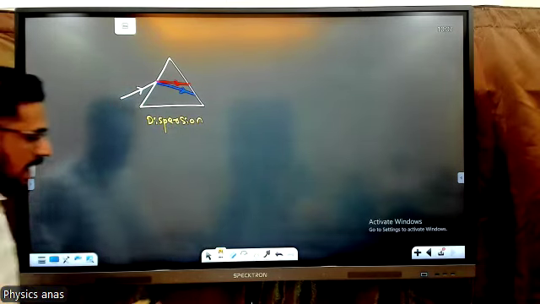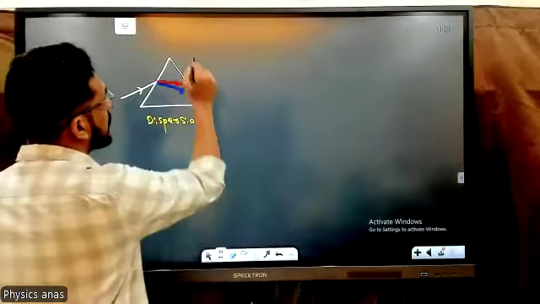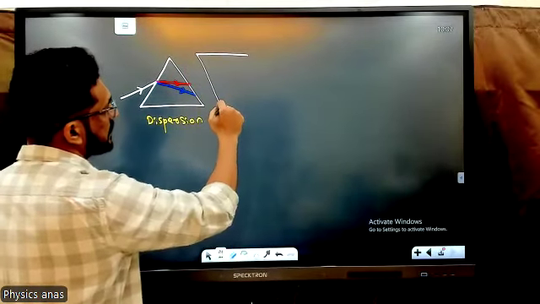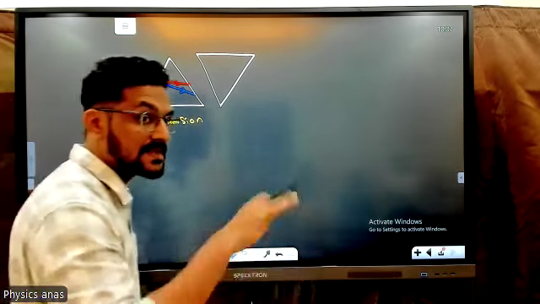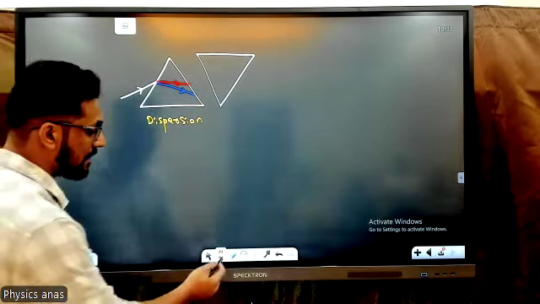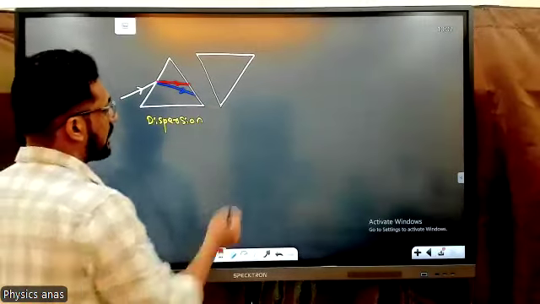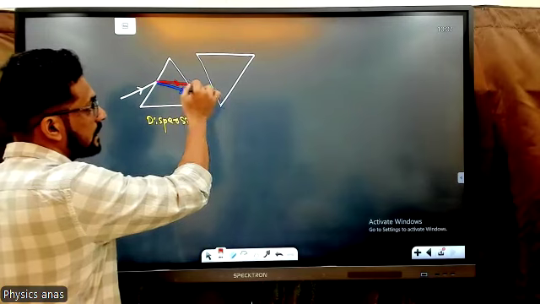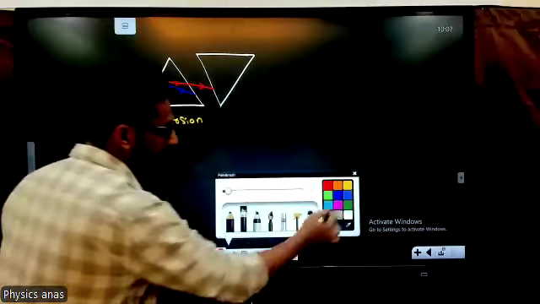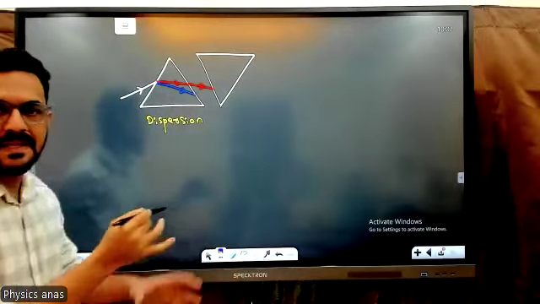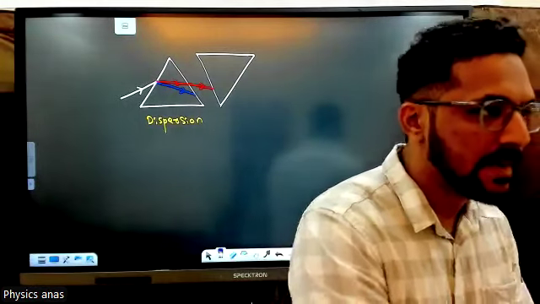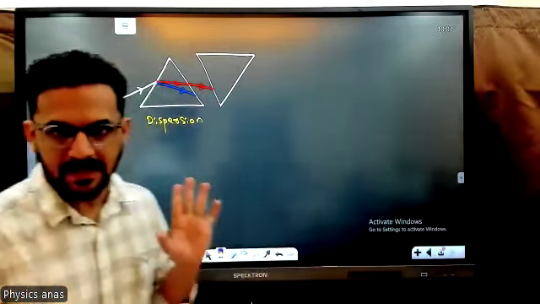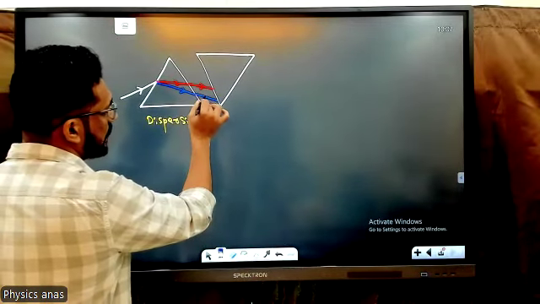Now we are taking another prism, and we are keeping the second prism upside down. If we are taking the second prism upside down, what happens? There will be a refraction like this for every color. That's not only red and violet. There will be every color in between red and violet. So violet will be deviating like this.